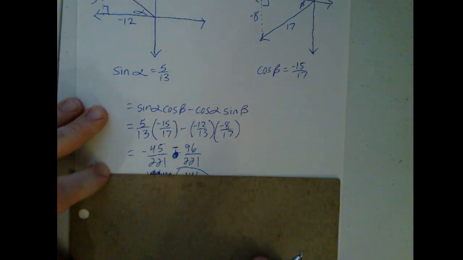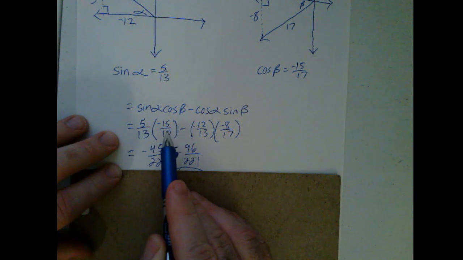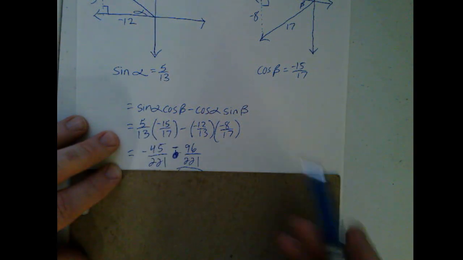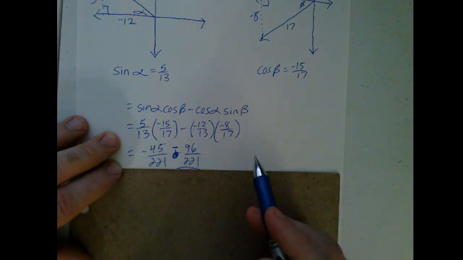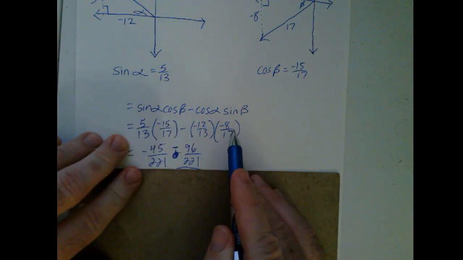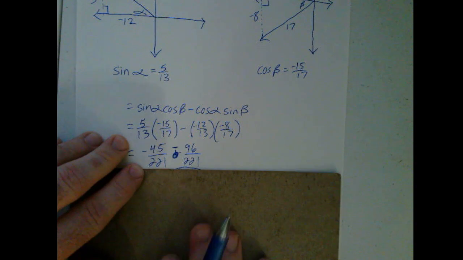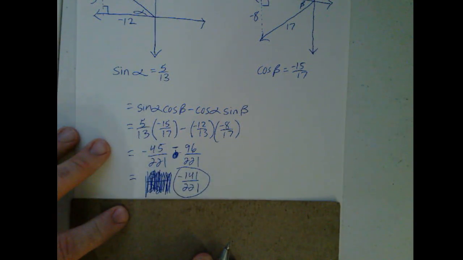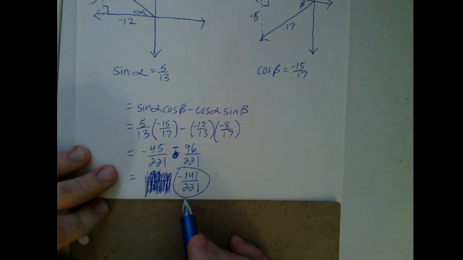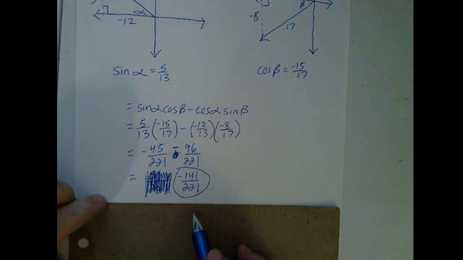So multiplying that out, 5 times a negative 15, sorry, is a negative 45 over 221, minus, and a negative 12 times a negative 8 is positive 96 over 221. Sum those together, you get negative 141 over 221.